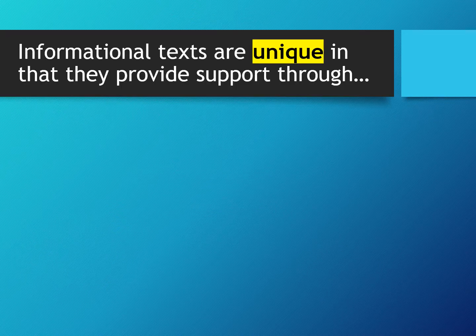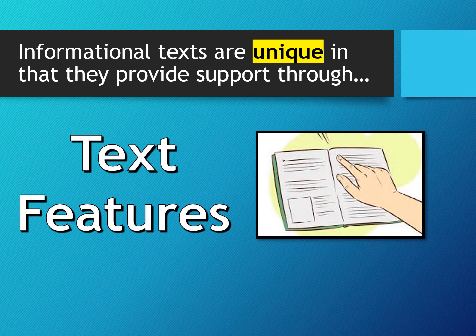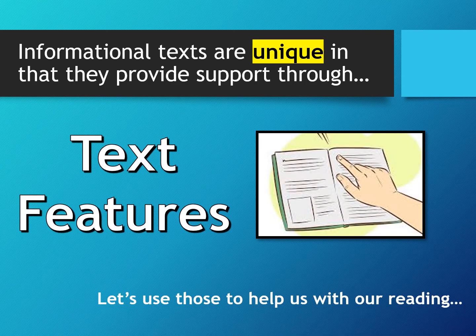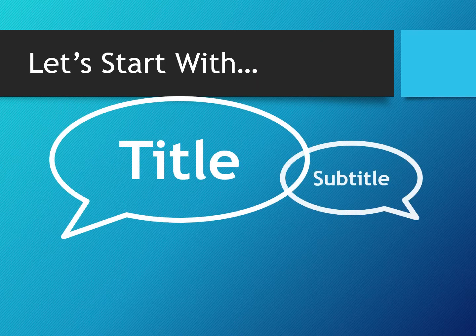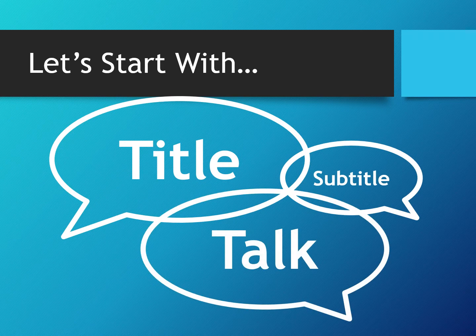Informational texts are unique in that they provide support through text features. Let's use those to help us with our reading. Let's start with title and subtitle talk. One very important text feature of informational text is the title and subtitles. They can be of so much help to us when we read informational text. Let's take a look at some examples of titles and subtitles.